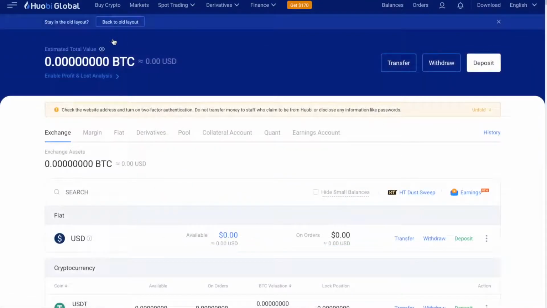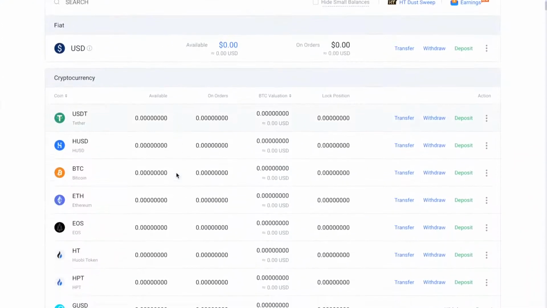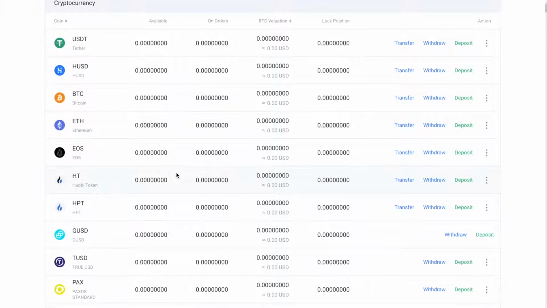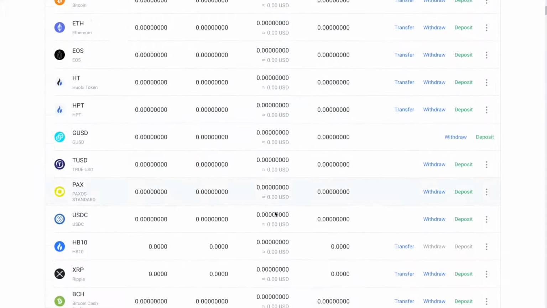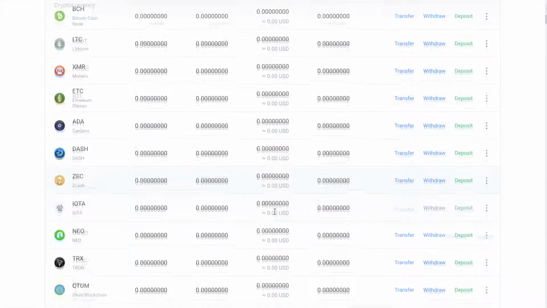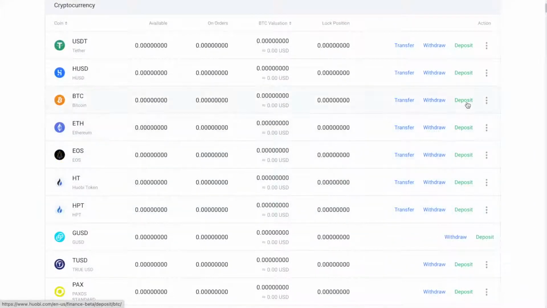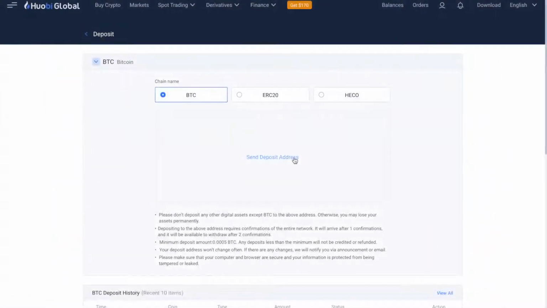But I'm going to be depositing crypto into here, where you have a lot of options available to get trading with, such as stablecoins like USDT, USDC, and their own HUSD coin, plus the likes of Bitcoin, Ethereum, EOS, and XRP. To deposit, click onto the deposit link beside the crypto that you're going to be sending across to the exchange. Then choose to send to the deposit address.